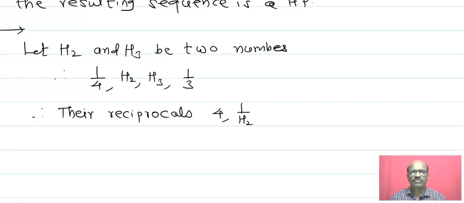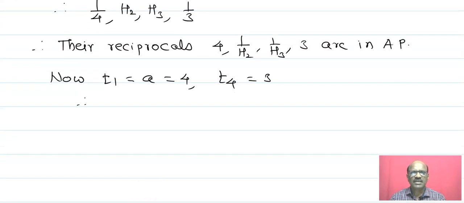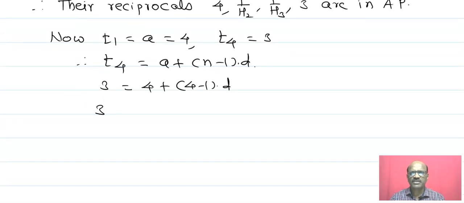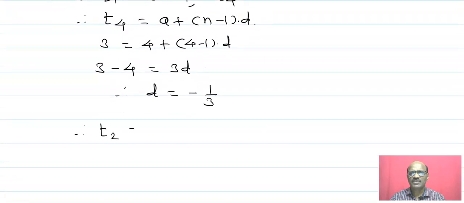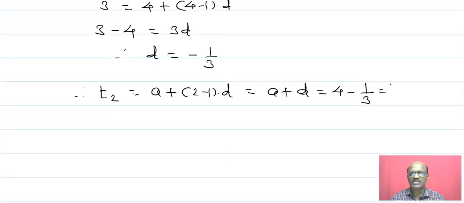Now their reciprocals 4, 1 upon H2, 1 upon H3 and 3 are in AP, meaning arithmetic progression. Now T1 is equal to A is equal to 4 and T4 is equal to 3. The formula for arithmetic progression terms is Tn is equal to A plus (n minus 1) into D. Therefore T4 is 3, equal to 4 plus (4 minus 1) into D, and after calculation you will get D is equal to minus 1 by 3. At the same time T2 is equal to A plus (2 minus 1) into D, therefore A plus D, that is equal to 11 upon 3.